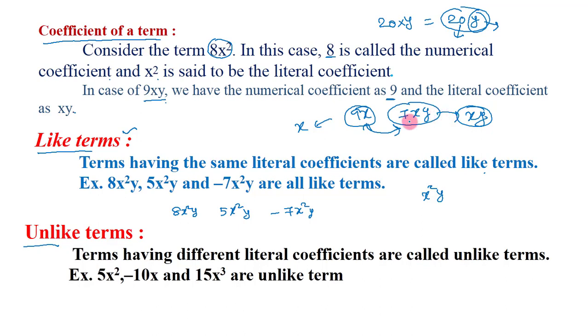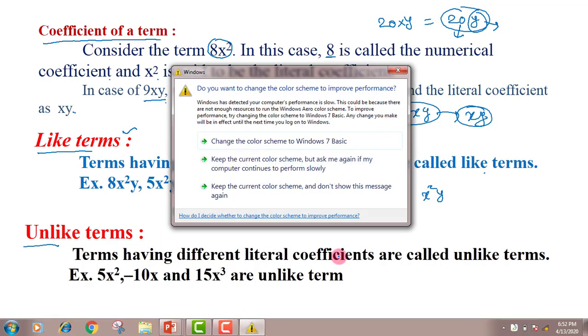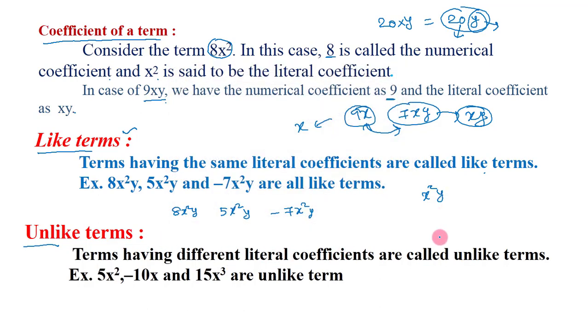That means these two terms do not have the same literal coefficient. So these are said to be unlike terms. Now you might have understood the definition of unlike terms. Terms having different literal coefficients are called unlike terms, as in 5x square minus 10x. If you observe, these two terms have different literal coefficients.